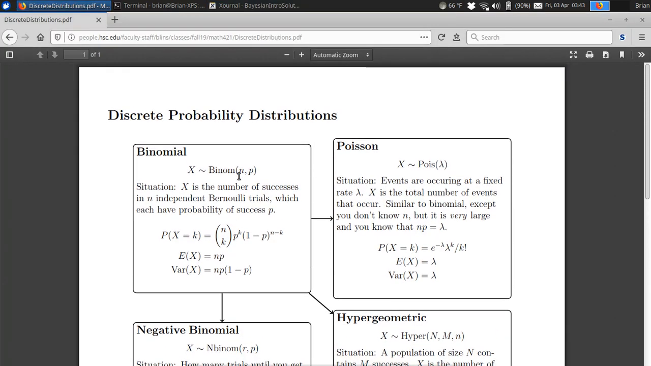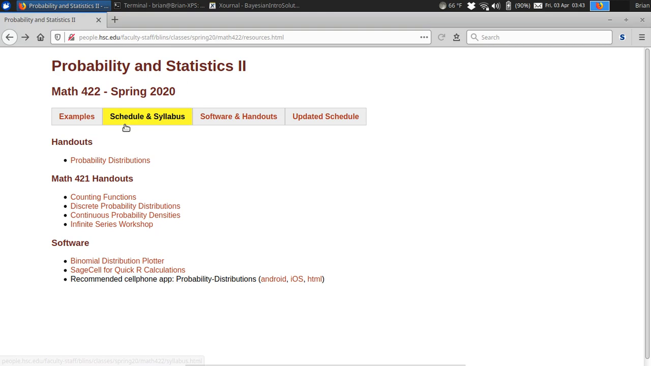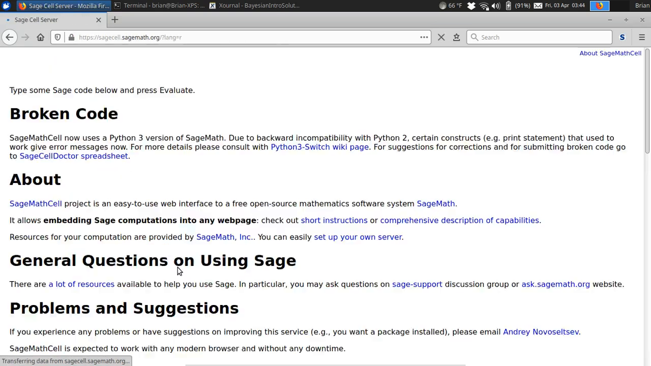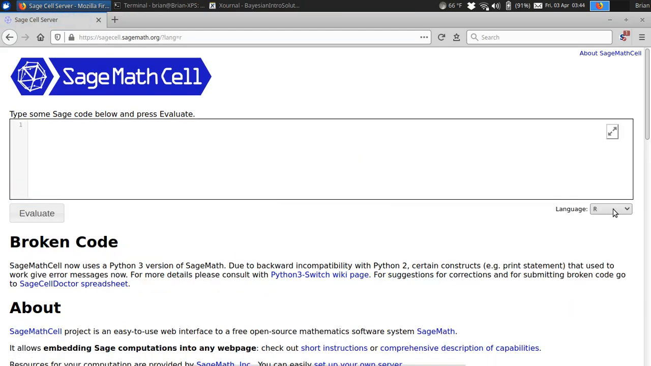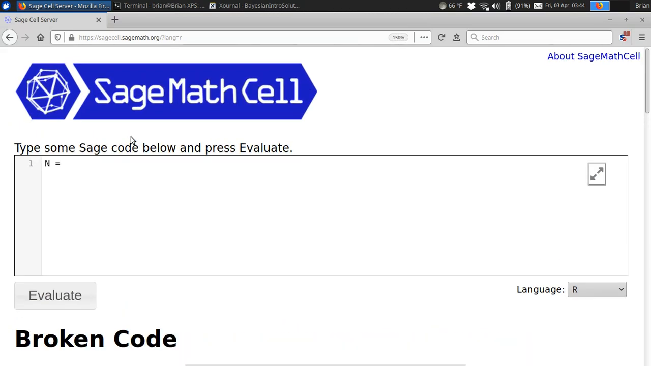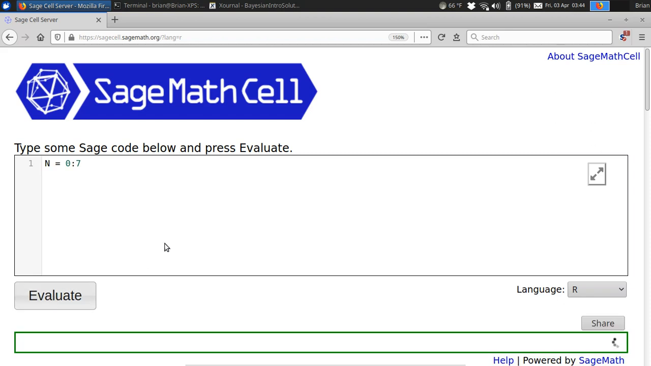So one easy way to do that at home, if you don't have R installed on your computer, is just go over to the Sage cell for a quick R calculations link. Click on that. It pulls up a Sage cell that's already set the language to R. My values of n are, let me make this really big so you can easily see it, anything from 0 to 7, so you can type 0:7, and that just creates a vector in R with the numbers 0 through 7.